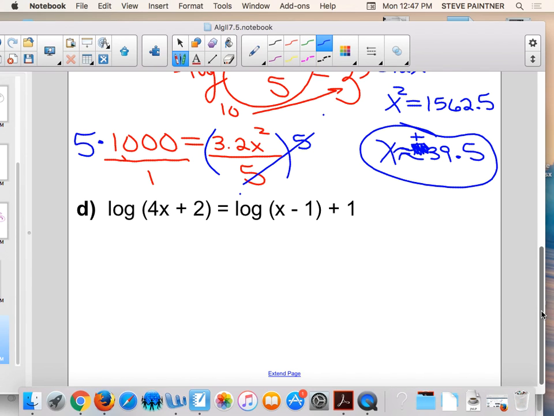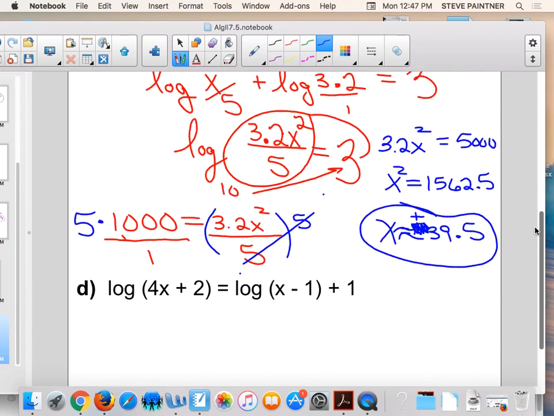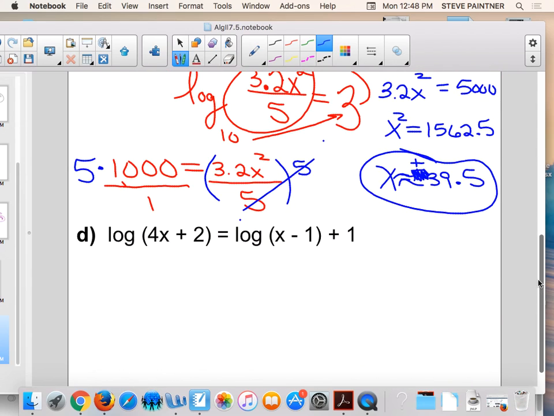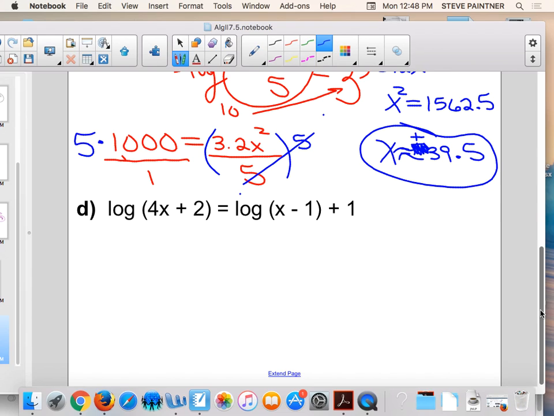Log on the left, log on the right. What are we going to do? This does not look like what we just did. Who's got a guess? Nobody's going to guess? Oh, sorry, say it again. The 1? Oh, okay, what do you want me to do? How do you just get rid of it?